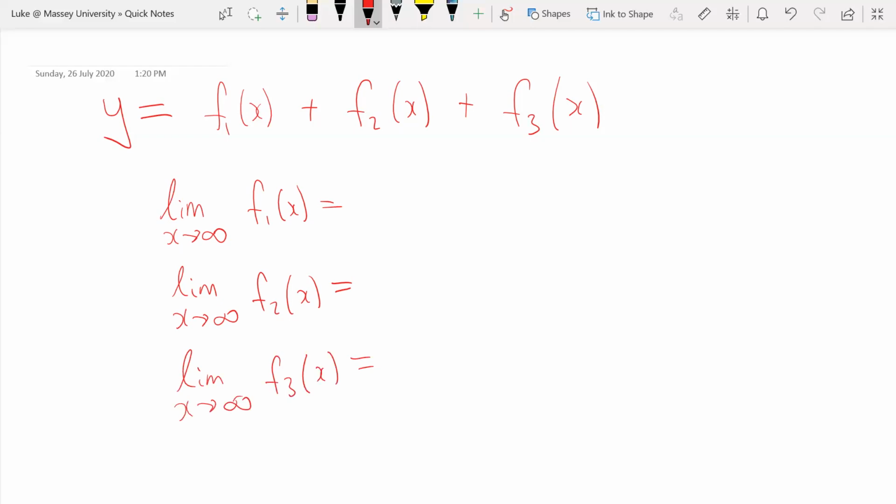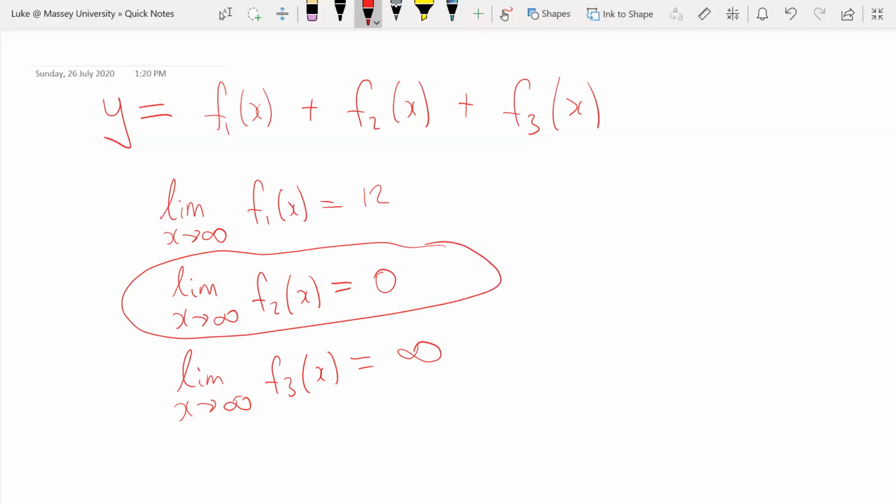Okay, so let's just do a totally made up example here. Let's say the limit as x goes to infinity of f1 was equal to 12. Let's say the limit of f2 as x goes to infinity was 0, and the limit of f3 as x goes to infinity was infinity. So in this case, the only transient term would be the one in the middle, because it is disappearing, it's going to 0 as x goes to infinity.